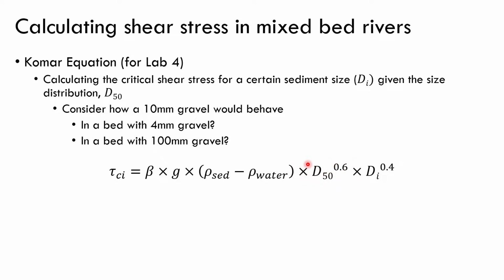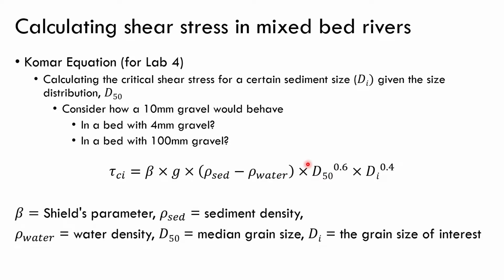Again, the components of this are the same as for the original equation. We have the Shields parameter, which we'd get off of something like that table you saw in Lecture 7, the density of sediment, the density of water. But again, we're going to use the D50 raised to the 0.6 power, and then whatever grain size of interest we want to figure out the critical shear stress for, we'll take that raised to the 0.4 power.